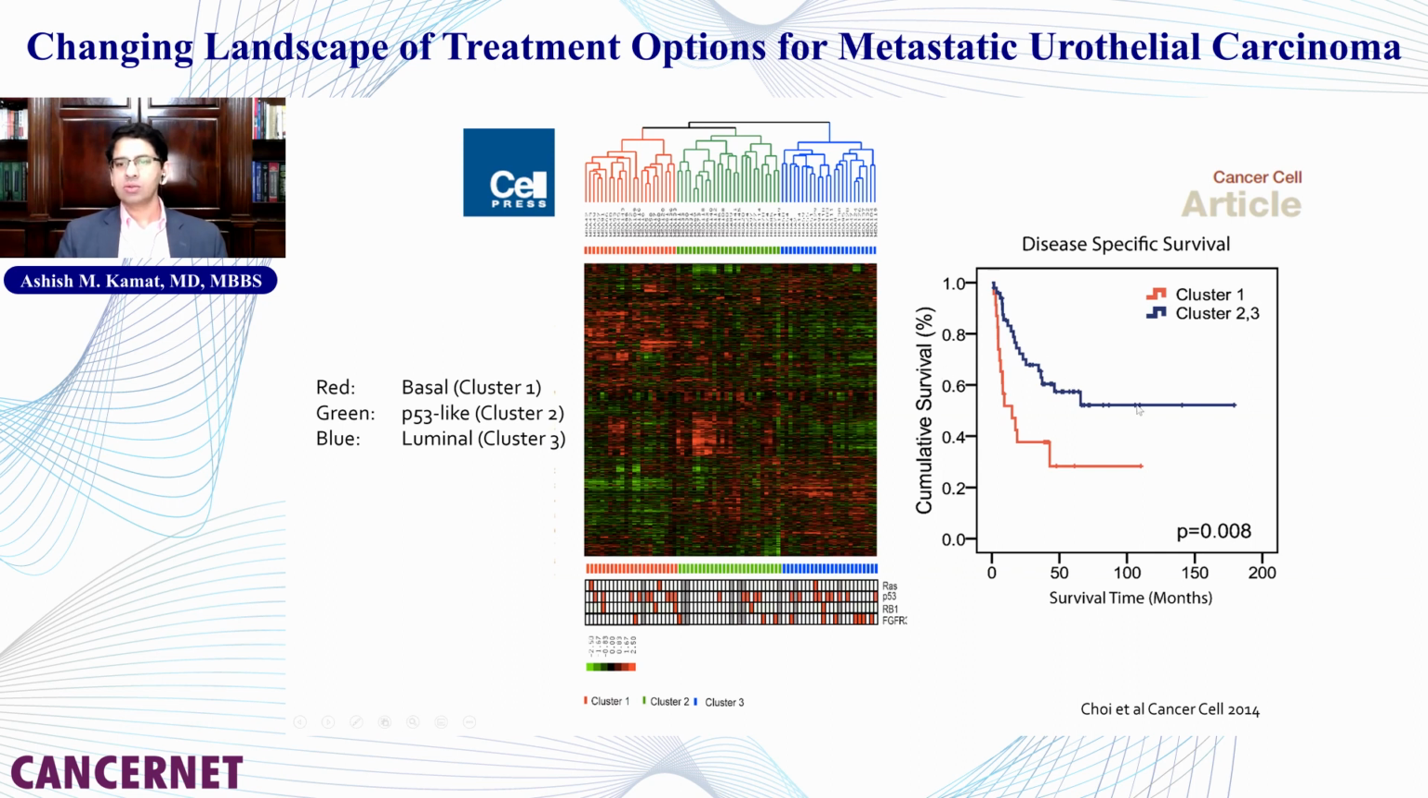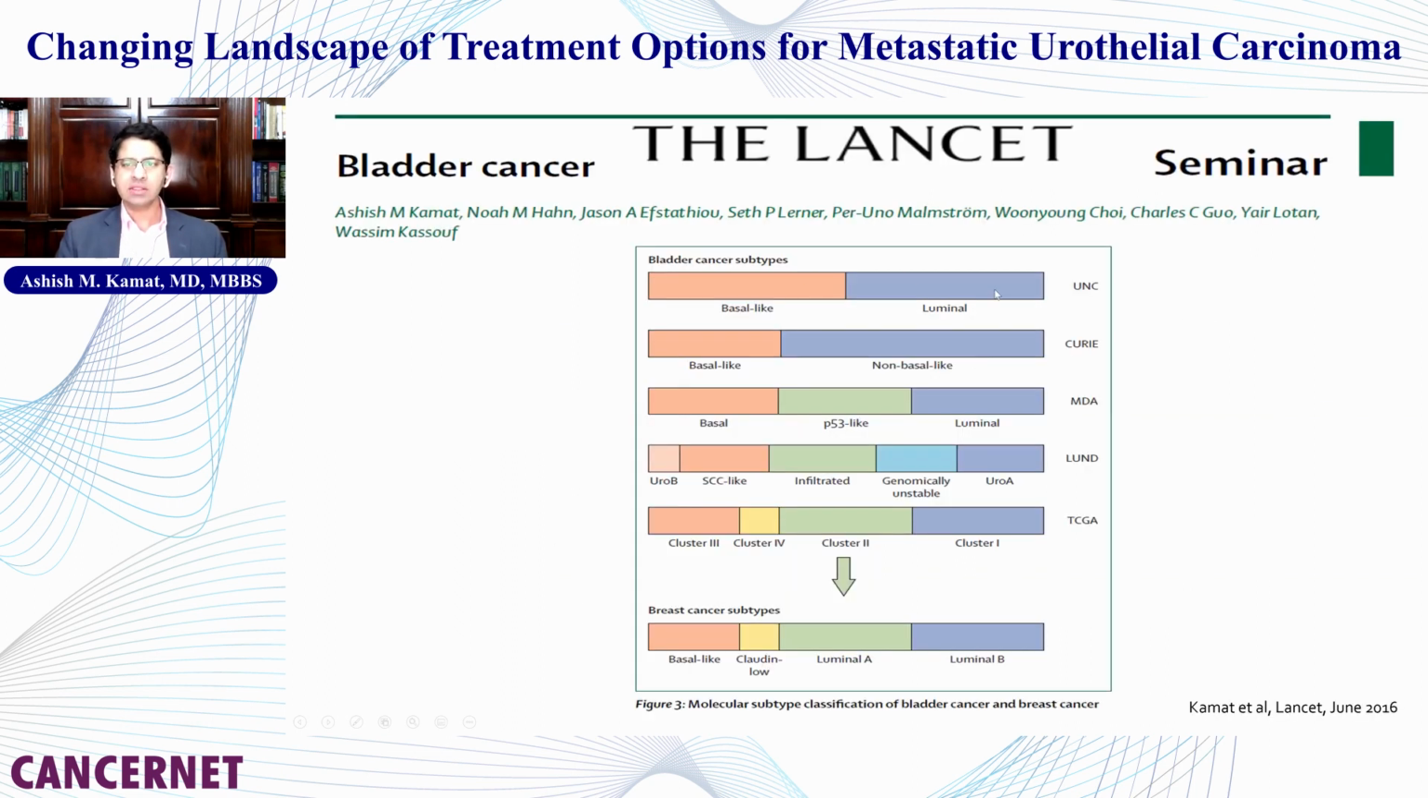And you can see that the two main clusters, that's cluster 1 and cluster 2 and 3, separated fairly significantly when it comes to disease-specific survival, but it was not an all or none type of phenomenon. And if you line these up together, you can see that the UNC, which was basal luminal, the Curie, the MD Anderson, the Lund, the TCGA, they all line up in a way that replicates the bladder cancer subtyping of basal, luminal, luminal B, and claudin-low subtypes of cancers.